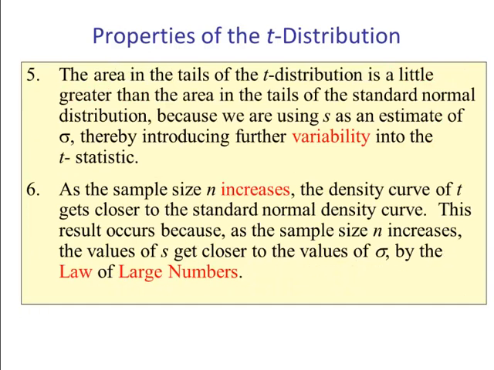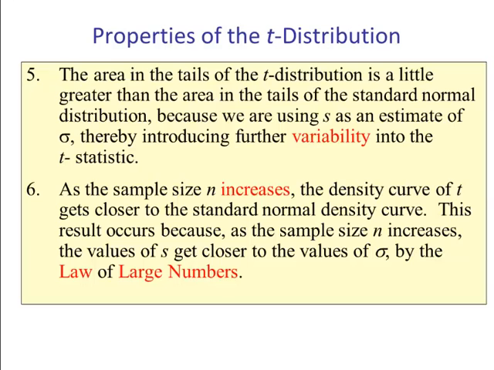Number 5, the area in the tails of the t distribution is a little greater than the area in the tails of the standard normal distribution. This is because we are using s as an estimate of sigma, thereby introducing further variability into what's called the t statistic. Now that t statistic is what we saw a few slides back. T equals x bar minus mu divided by the quantity s divided by square root of n.